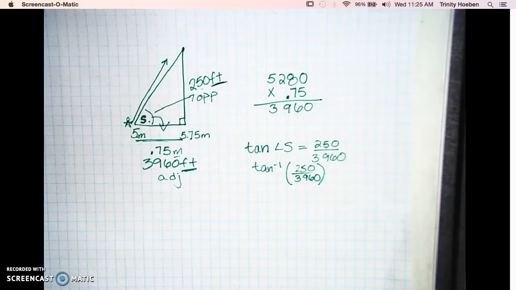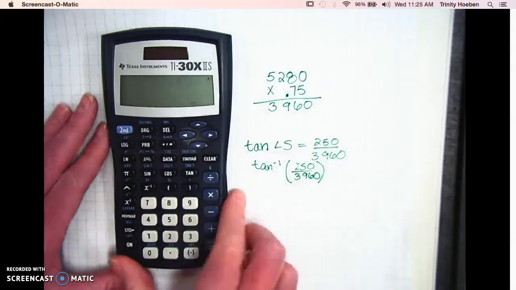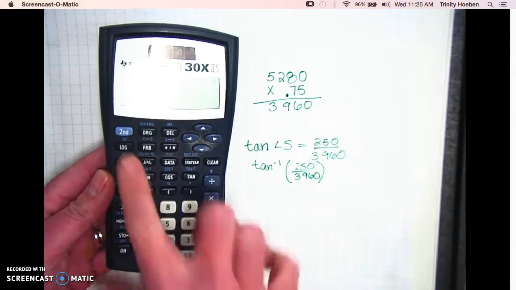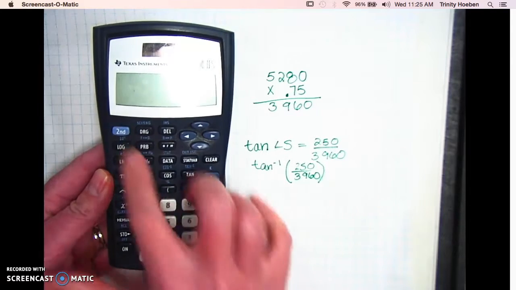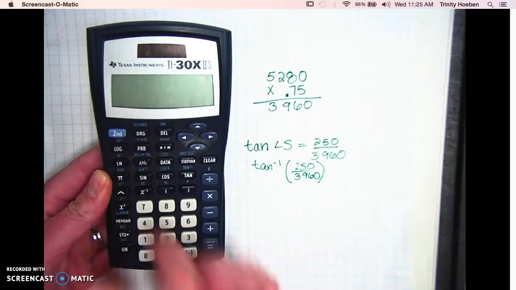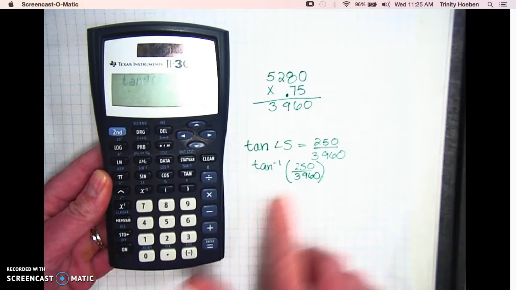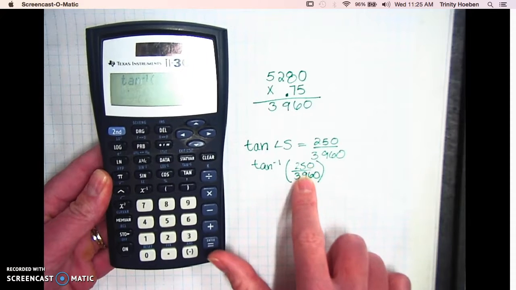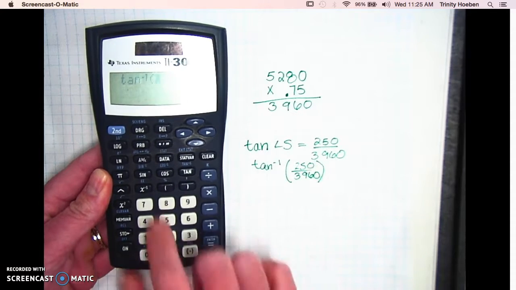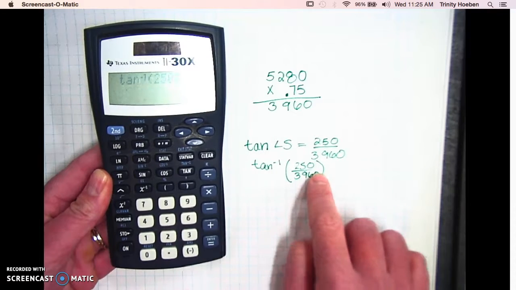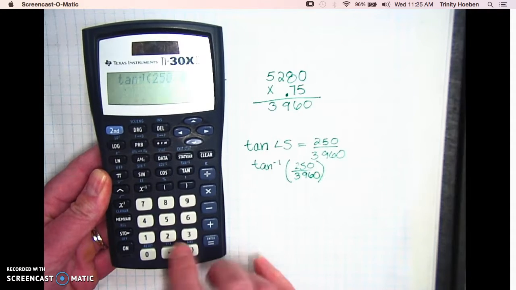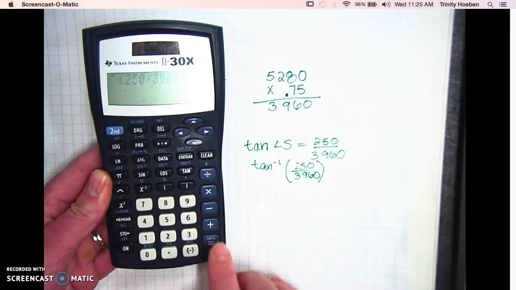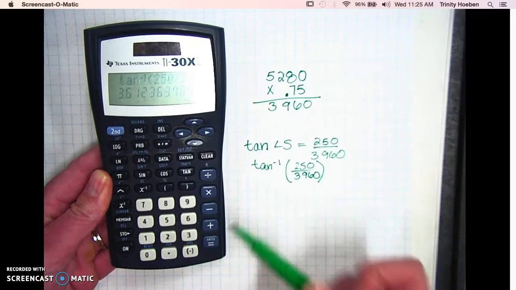So if you have your calculator, you're simply going to hit the second button, do it? Yeah, okay. And then hit the tangent button. Type in this ratio. So 250, to make it a fraction, you hit divided by 3,960. Hit the equal sign.